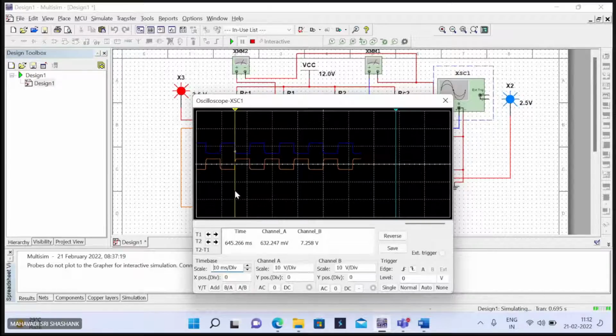So students, can you see the output? This kind of output you should get.